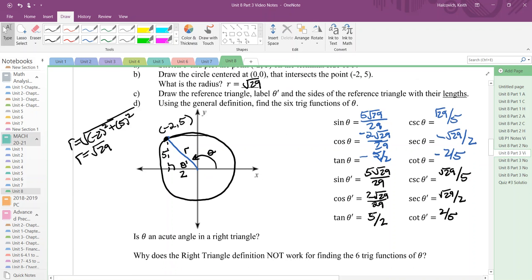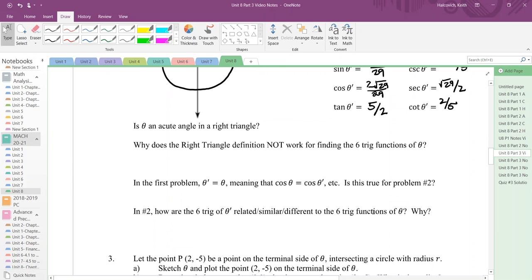In this question, is theta an acute angle? The answer is no. Why does the right triangle definition not work for finding the 6 trigonometric functions of theta? Because theta is not an acute angle.